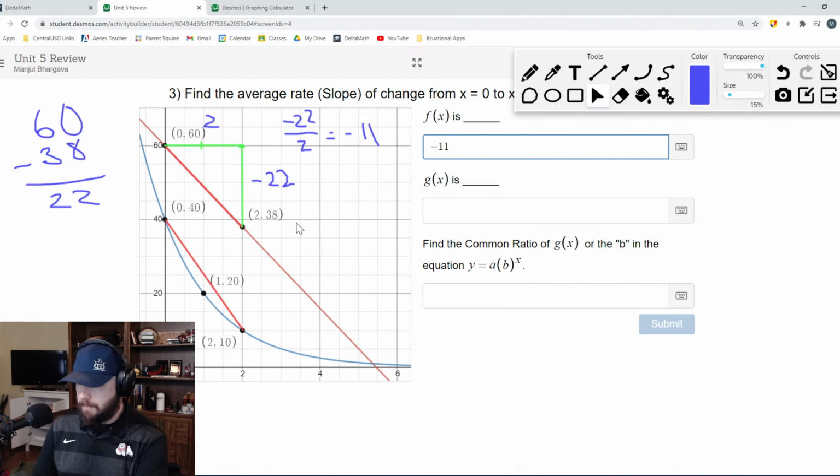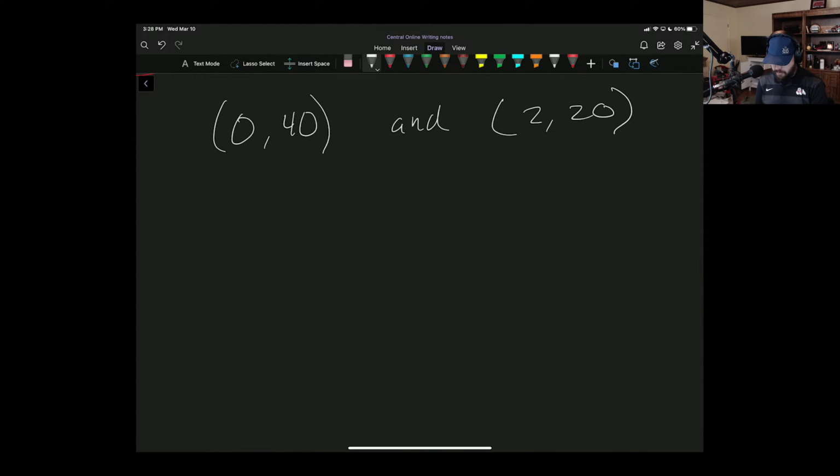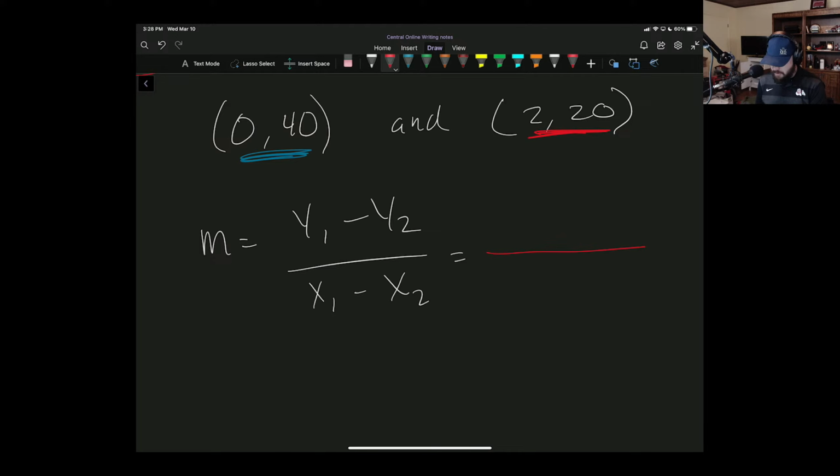The other method that we talked about was using our formula. And I'm going to go back to my iPad again, but we're going to write down these 2 points. It's going to be 0, 40 and 2, 20. So we got the point 0, 40 and 2, 20. We're trying to find the slope between those 2 points. We're going to use the formula for this one, which was y1 minus y2 over x1 minus x2. Right? And so what I'm going to do is I'm going to use blue to represent this point and red to represent this point here. And I just have to pick one. It doesn't matter which one I pick.